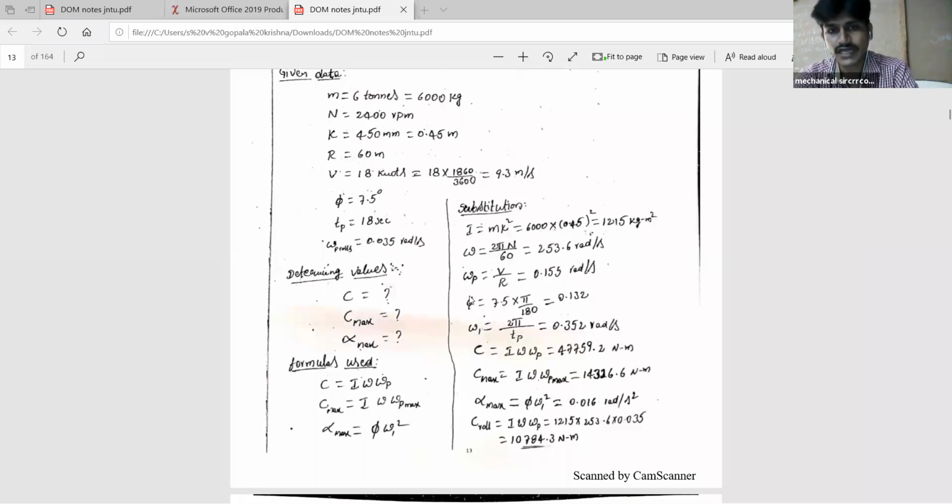And for the phi value, which is given in degrees, when substituting it must first be converted into radians. How is it converted into radians? Simply multiply by pi by 180. Do you understand this step? All of you observe that. So phi equals 7.5 into pi by 180, and the value comes to 0.132 radians. This is very important: the phi value is generally given in degrees, but it is converted into radians by multiplying with pi by 180.